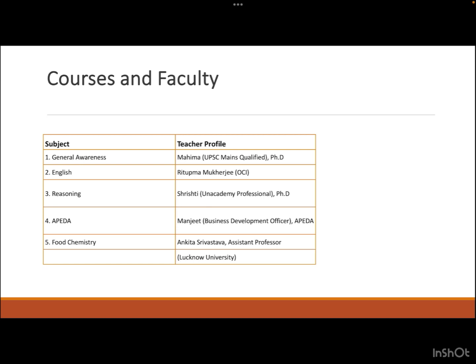Rishti. She is an Unacademy professional and a PhD holder as well. APEDA course content will be taken by Mr. Manjeet, who is a business development officer at APEDA. Food chemistry will be taken by Ms. Ankita Srivastav, who is an assistant professor at Lucknow University.